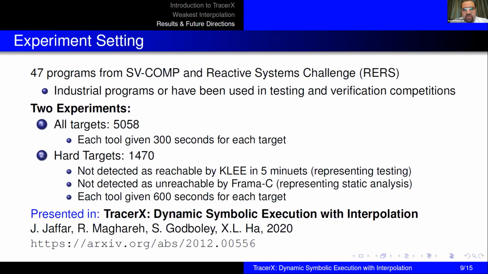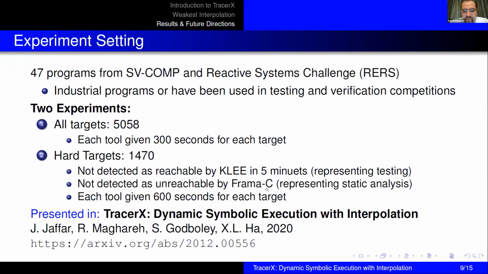Now, let me quickly go to the experiment settings that we have. We have been experimenting on 47 programs from SBComp and the RERS challenge, and the results can be accessed in this paper on the archive. We performed two sets of experiments. The first set is on all the targets in these 47 programs, which is 5,058. And we pick a certain group, which is hard targets, and they are 1,470. The criteria for a hard target is that KLEE cannot find it in 5 minutes.